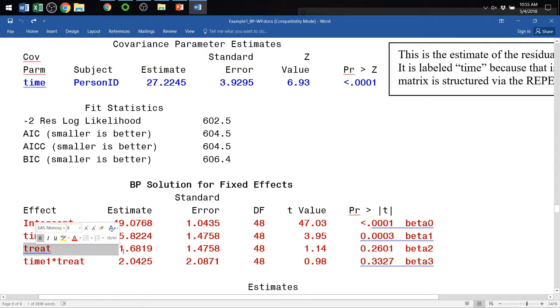Treatment, then, is the simple main effect of treatment, specifically when time 1 is 0, which is when we're talking about pretest, the first occasion. So the groups were different by 1.68 at pretest, which is not significant, which is good news if we believe in random assignment.